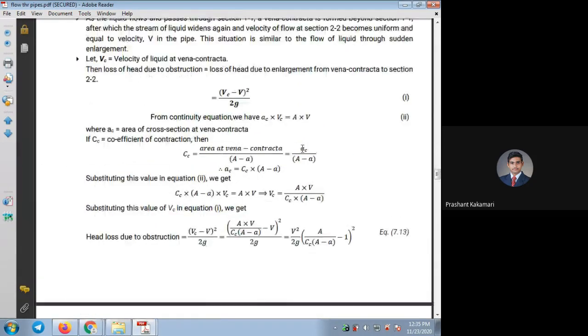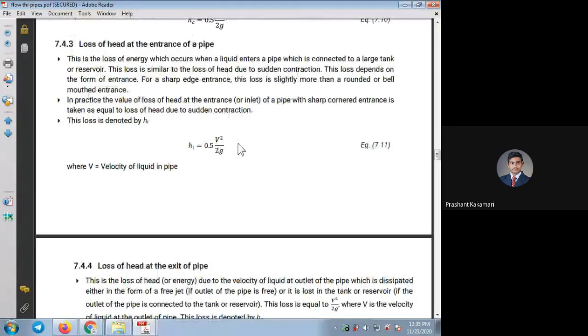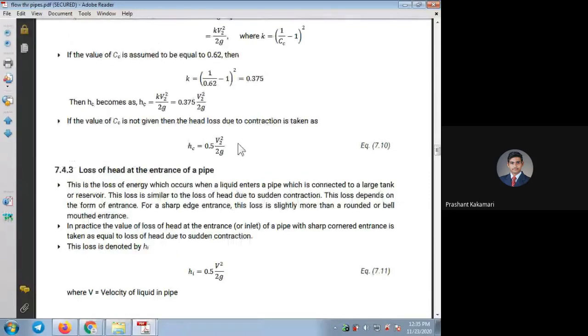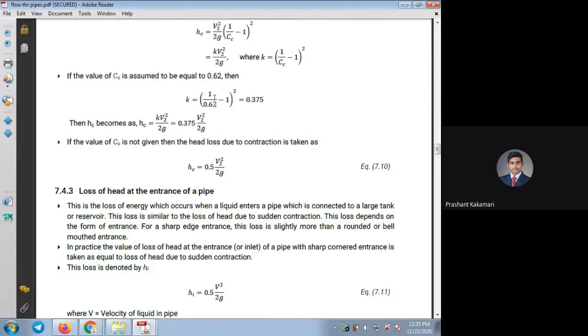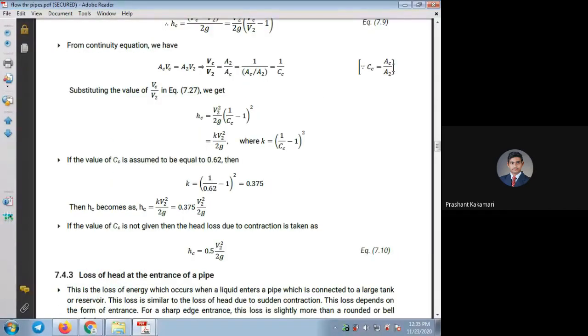If the K value is not given, in such a case, you can note down this equation using the coefficient of contraction: K equals (1 by Cc minus 1) whole square. And how do we find this coefficient of contraction? As I told, you can find it by area of contraction divided by area of the pipe in which the flow is going to take place. Considering these things, you can find the constant K value.